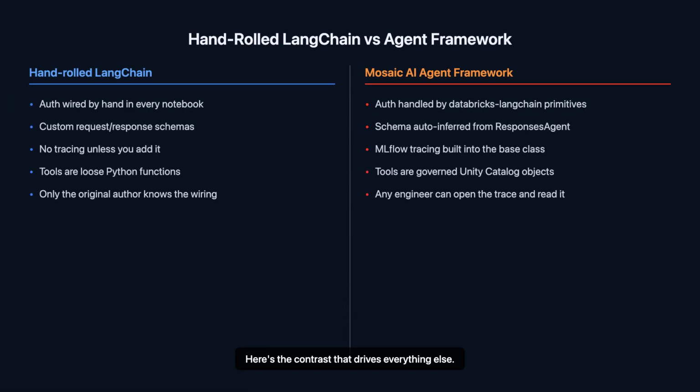Here's the contrast that drives everything else. On the left, hand-rolled LangChain, every notebook rewires auth, every agent invents its own request and response schema, and tracing only exists if someone bothered to add it. Tools end up as loose Python functions scattered across notebooks, and only the original author understands the topology. On the right, the agent framework, auth comes from the primitives, the schema is auto-inferred from your base class, tracing is built in, and tools become governed Unity Catalog objects. Any engineer can open a trace and read it.